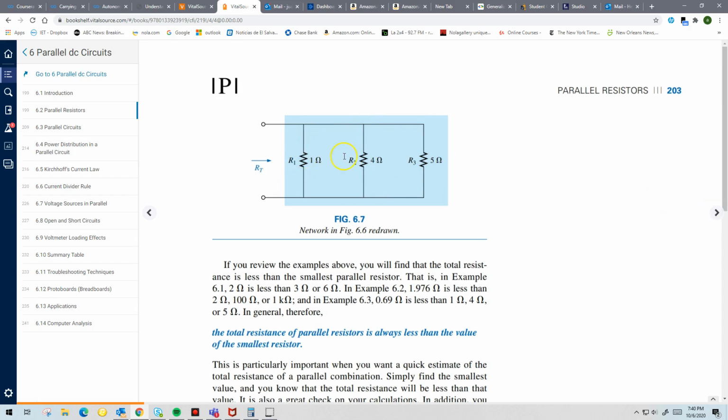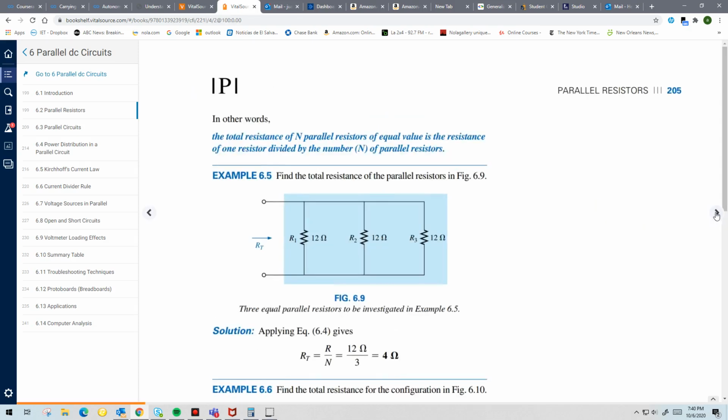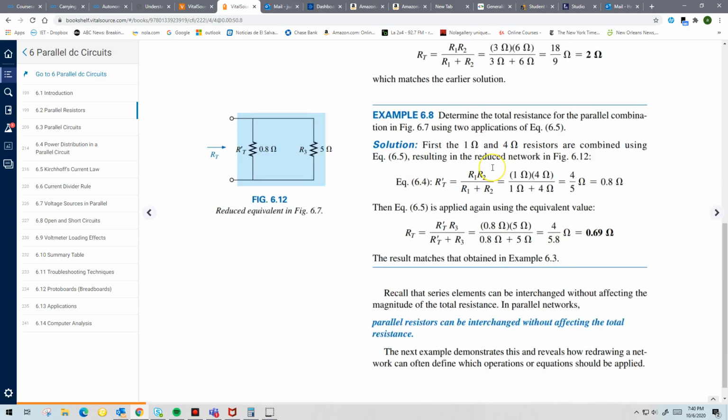So remember this, you have the 1, the 4, and the 5, and you're going to combine them. All right, so we have this problem. It says determine the total resistance for the parallel combination of the previous figure. We have the 1 and the 4, and the 5 here. If we combine the 1 and the 4 using the previous method, we take the product of 1 and 4 divided by the sum of 1 and 4, so you get 4 over 5, the product divided by the sum. So 4 over 5 is 0.8.